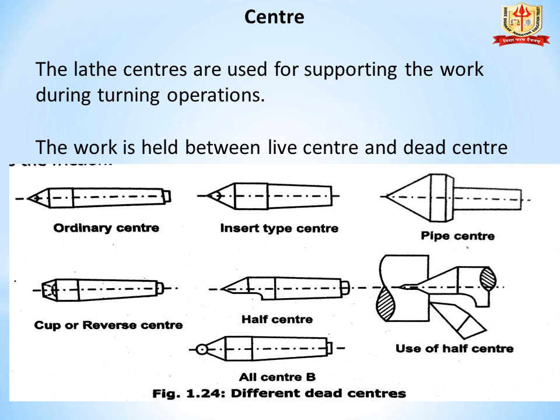In this slide, we study in detail the various lathe accessories. The first accessory is a center. The lathe centers are used for supporting the work during turning operations. The work is held between the live center and the dead center. In this diagram, we see that there is an ordinary center, second is the insert type center, third is a pipe center, fourth is a bell or reverse center, fifth is a half center, sixth is a U or half center, and seventh is an odd center.